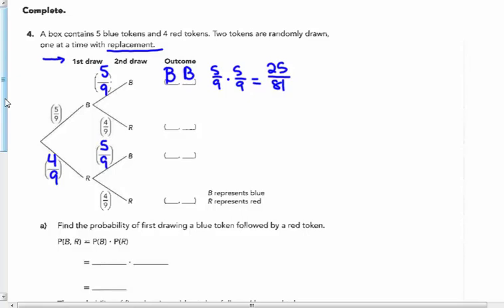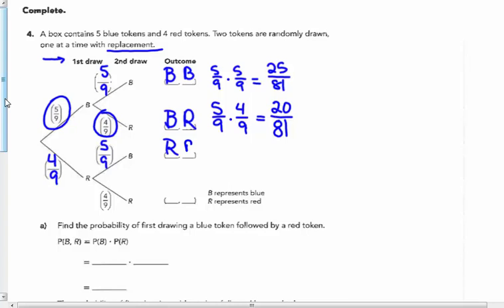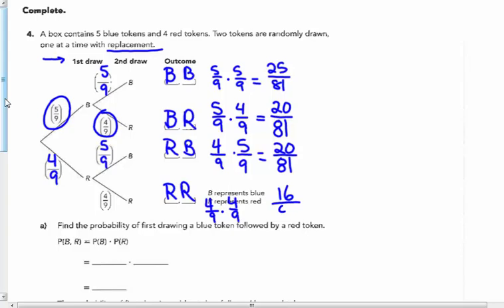So blue and then red would be 5/9 from my blue and 4/9 from my red, which would give me a total of 20 out of 81 possibilities. And red then blue, the commutative property says 4/9 times 5/9, which is 20 out of 81 possibilities. And then red, red. There are fewest reds, so this should be the lowest amount, which is, yes it is, 4/9 times 4/9 has the lowest probability of only 16 out of 81.